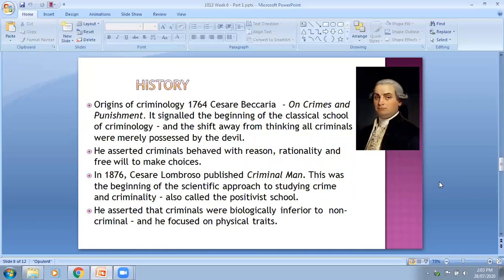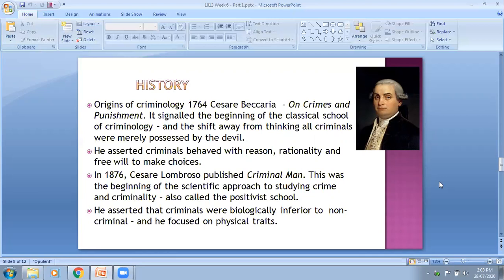So what he was saying was that before someone commits a crime, they weigh up the benefits that they're going to get from committing that crime. They think about what the consequences might be, and they have the free will to make the choice to either commit the crime or not. So they weren't just possessed by the devil, they had free will. This was a whole new way of thinking. And it also coincided with changes in the way that prisoners were treated.